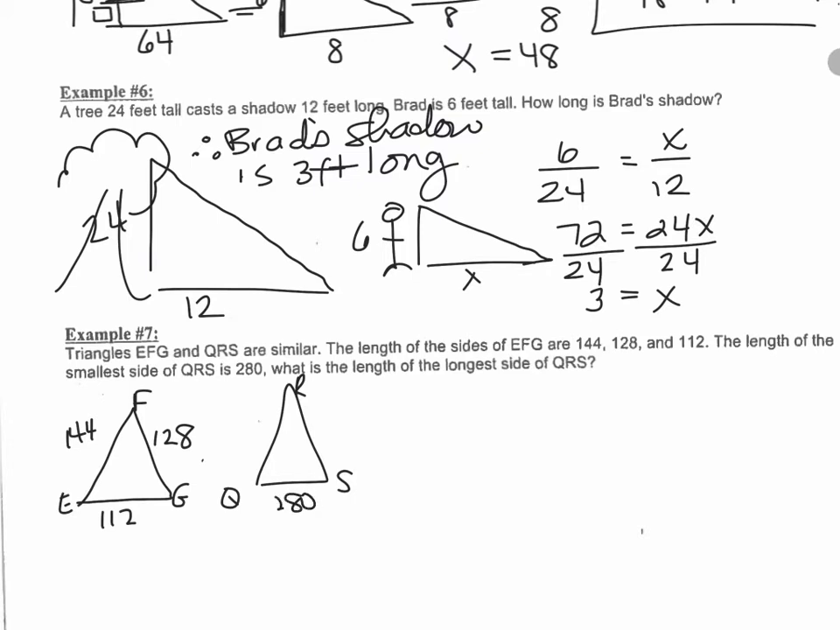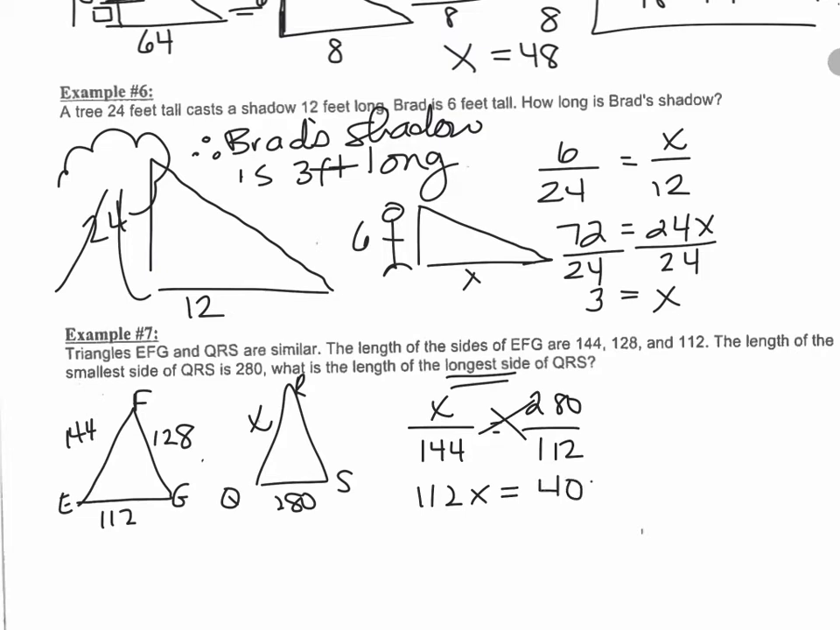And so now it says, what is the length of the longest side? So if I come back over to EFG, what's my longest side? Well, 144 is my longest side, so I'm going to put an X on my longest side. So now I'm going to set up the proportion. X over 144 equals 280 over 112. So now I'm going to go ahead and cross multiply. I have 112x equals 144 times 280. I get 40,320. Divide by 112.